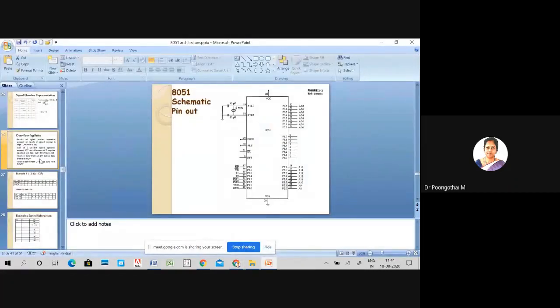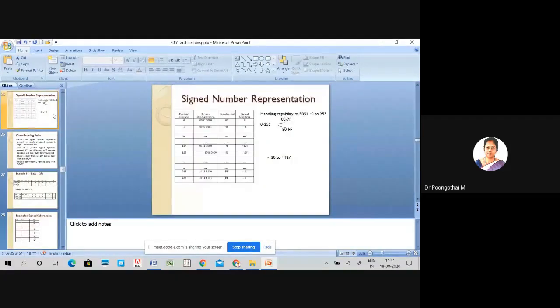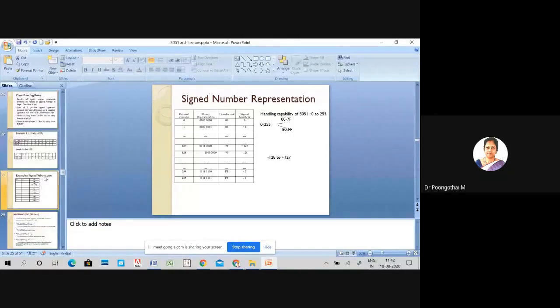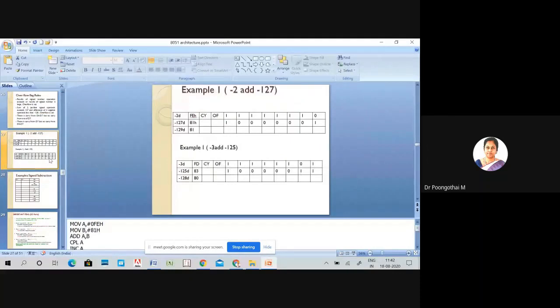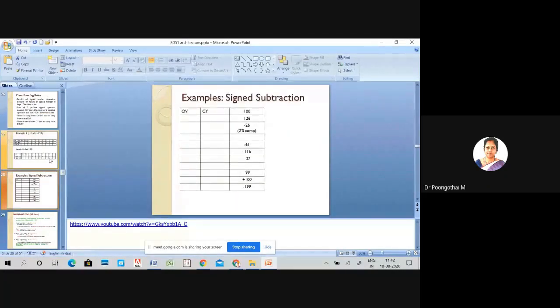So last class we discussed the overflow flag, that is signed number representations. Signed numbers are divided into a positive range and a negative range, within minus 128 to plus 127. If your arithmetic or logical operation result is within the range, the overflow flag is reset. If it exceeds this range, the overflow flag is set. We have discussed some examples regarding the overflow flag, for both signed addition and signed subtraction.